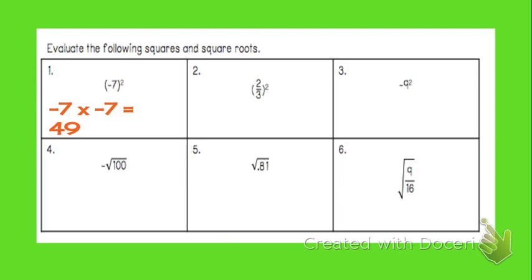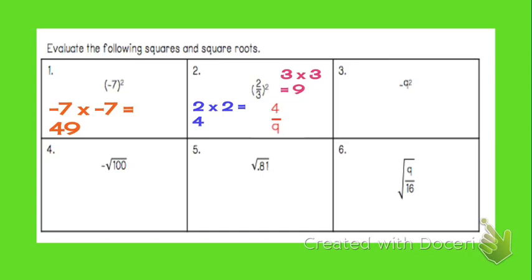So now we have 2/3 squared. So we are going to square 2, and then we're going to square the 3, which is going to give us 4. 3 times 3 is 9, so we're going to end up with 4/9.